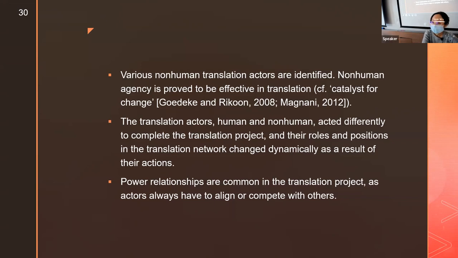This study, moreover, finds that power relationships were common in translation projects, as actors always have to align or compete with others. For example, the publisher should be powerful enough to gather the necessary labor and resources to carry out the production of the translation, and actors such as the publisher, the translator, and the printers should be able to compete against other actors, non-human actors in this case, the war and influenza, to prevent the project from being interrupted.